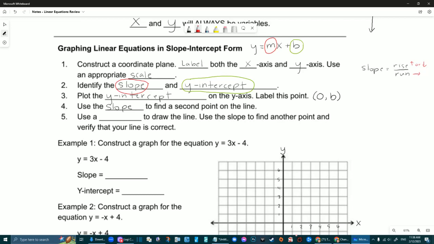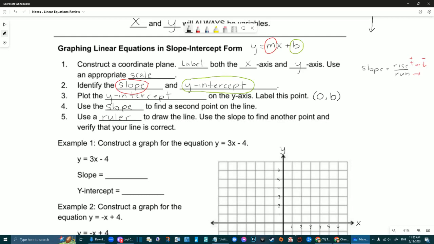To figure out whether we go up or down, we look at the sign on the slope. So if m is positive, we're going to go up. If m is negative, we're going to go down. So the very last step, once you've used that set of directions, your slope, to find your second point, you're going to use a ruler or a straight edge, anything that's nice and straight, to connect those dots and draw the line. You should use the slope from your second point to find a third point and verify that it lands on that line.